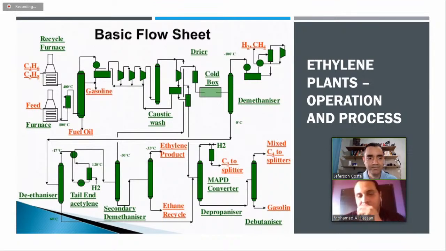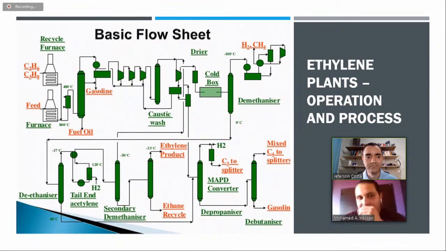We have two economizers here, or two heat exchangers. The first one is used to heat the feed before injecting it to the radiation zone. And the second heat exchanger is used to cool down the effluent coming out from the cracking furnace further before sending it to the quench tower. So the effluent from the cracked gas will go to the first economizer, then to the second economizer, then to the quench tower.